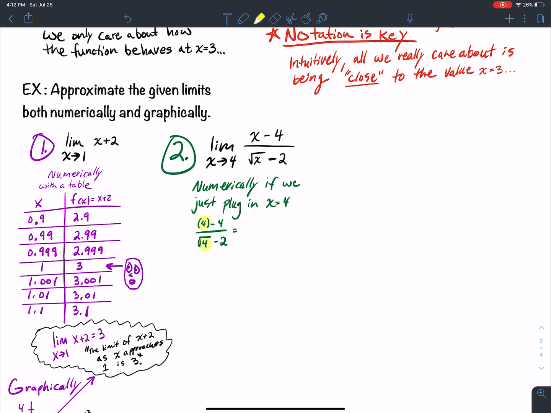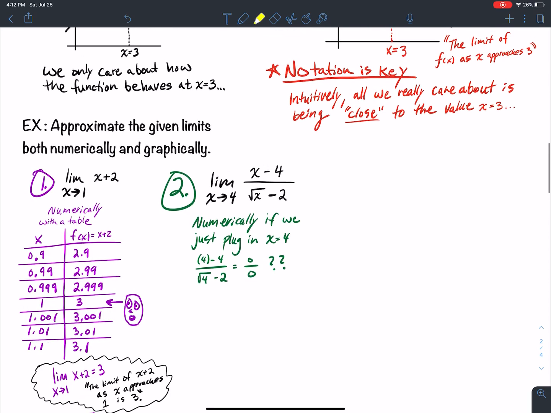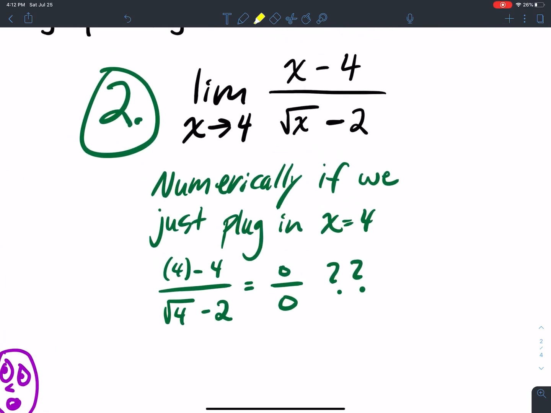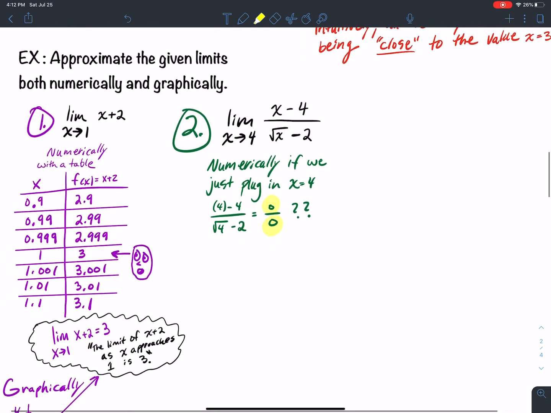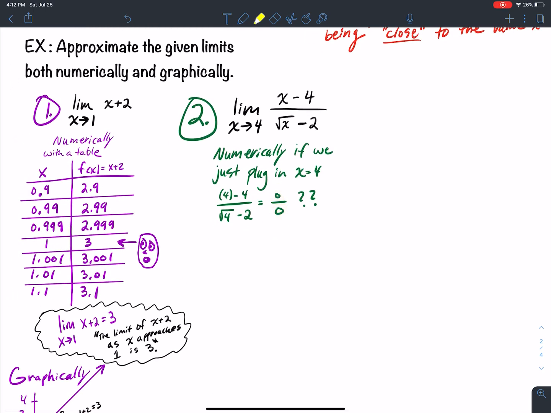In the numerator, I get 4 minus 4, which is 0. But in the denominator, I get 2 minus 2, which is 0. So now I've got this weird situation where I've got 0 divided by 0. What in the world does that even mean? That's what we call an indeterminate form. So there is no value. It's indeterminate.